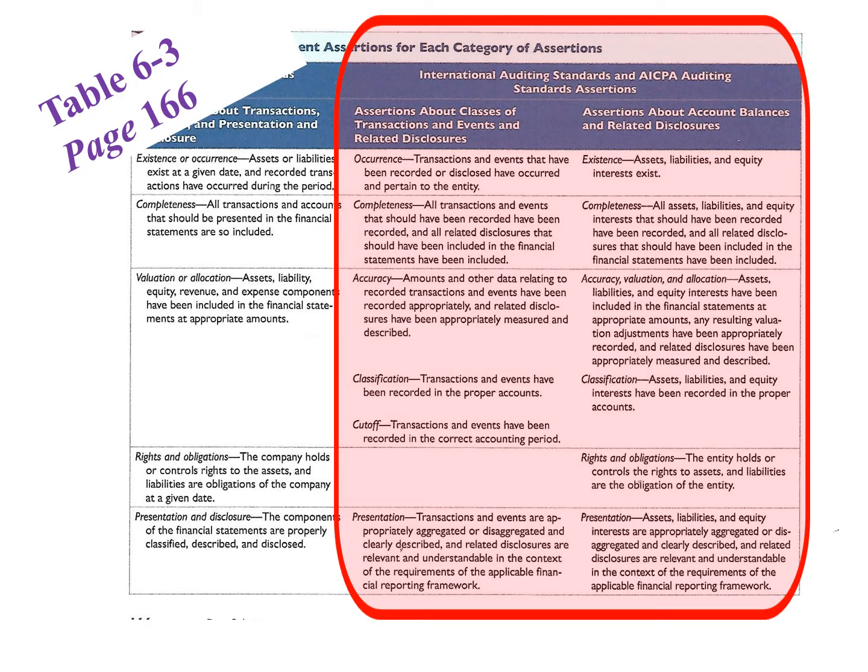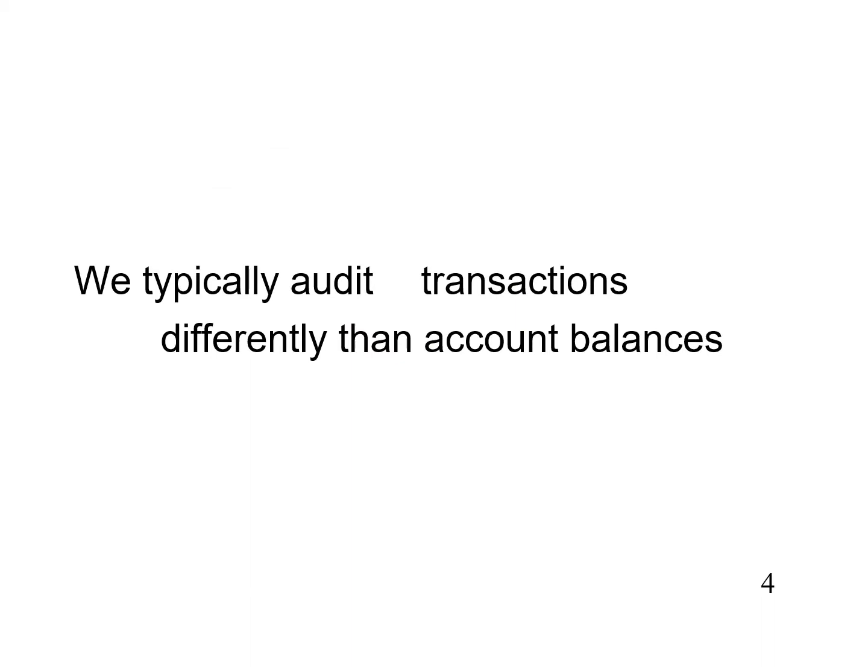Now we're responsible for all of the assertions, not just the top three. We typically audit transactions different than account balances. For the most part, if it's on the income statement, it's a transaction. If it's on the balance sheet, it's a balance. That's not entirely true. We're going to see an exception today.